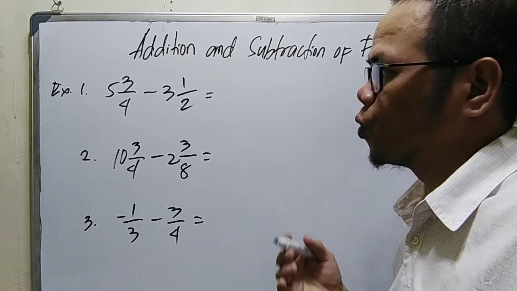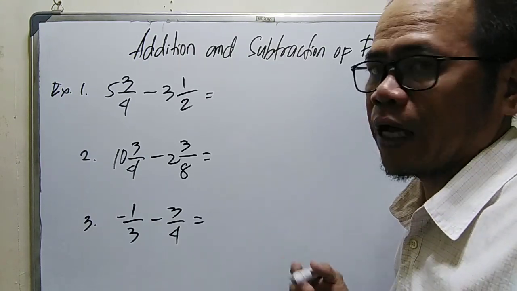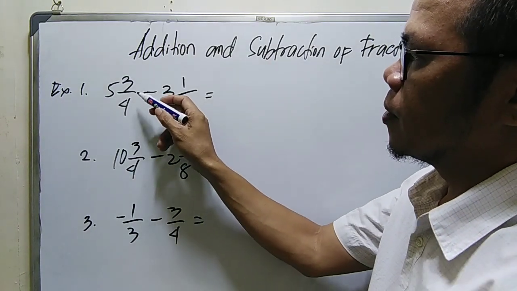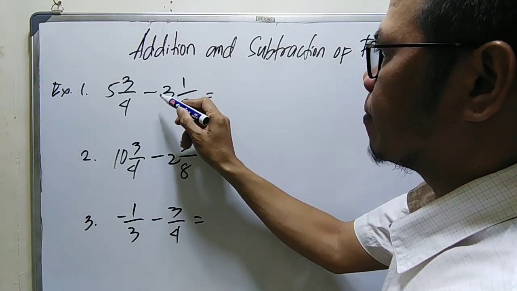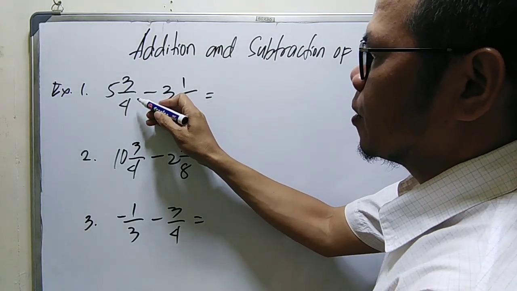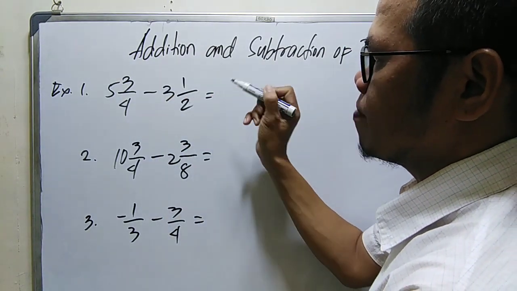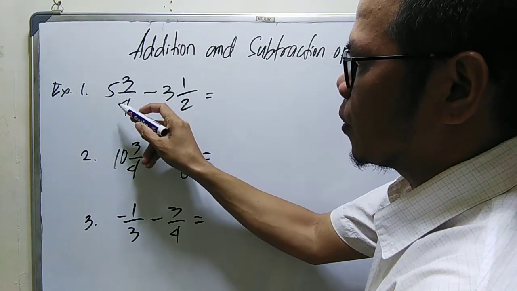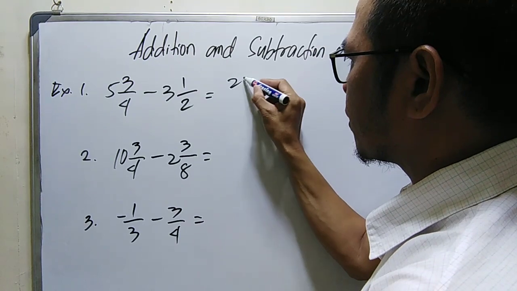Okay, let's proceed to subtraction of fraction. Okay, example number 1. 5 and 3 fourths minus 3 and 1 half. So, again, from mixed numbers, we have to change this one into improper fraction. So, 4 times 5 is 20 plus 3 is 23.